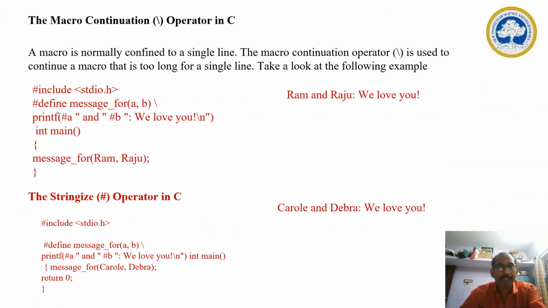So the macro continuation can be achieved with the help of the backslash operator in C. The macro is normally confined to a single line. If you want to continue to the next line, the backslash can be used. The macro continuation operator is used to continue a macro that is too long for a single line. So sometimes a big macro you want to introduce in a program can be achieved with the help of the backslash.